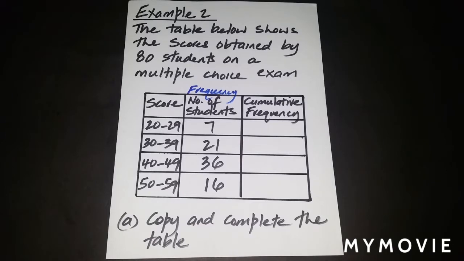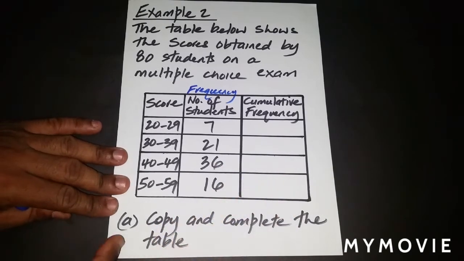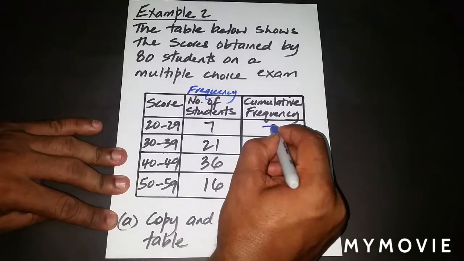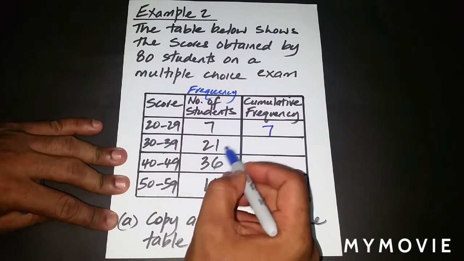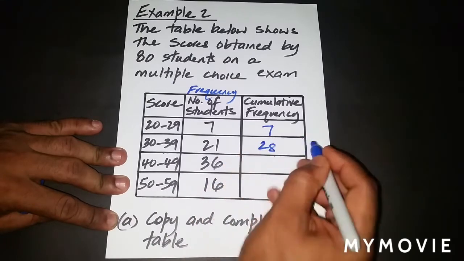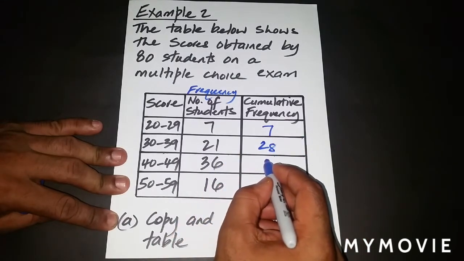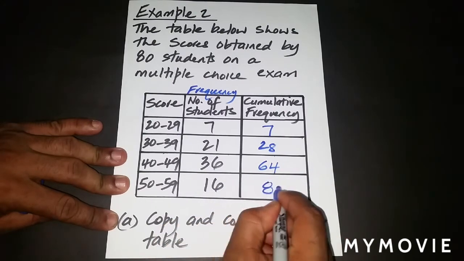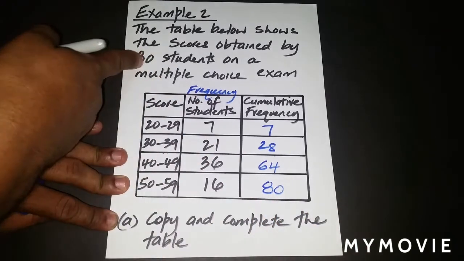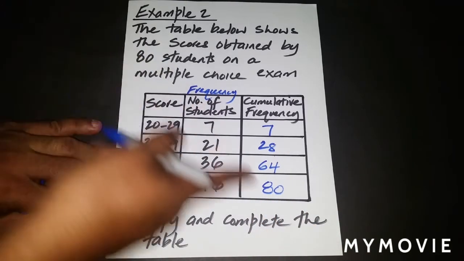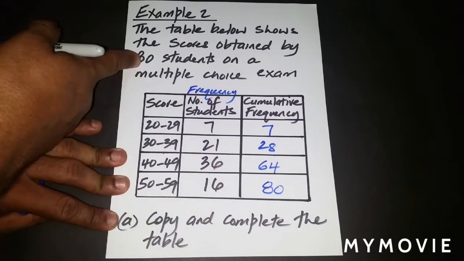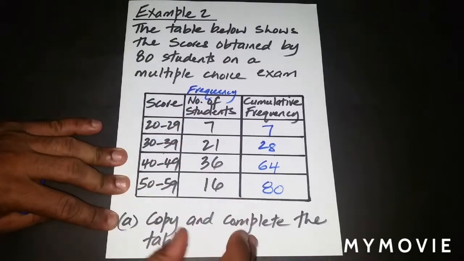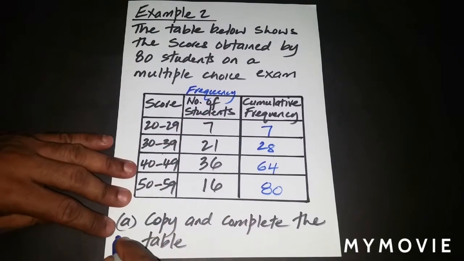All right, so we need to complete the cumulative frequency column first of all. So this is part A of the question that says copy and complete the table. So cumulative frequency, always start with the value that is here. Then 7 and 21 is 28. 28 and 36, that is 64. And 64 and 16, that would be 80. So you can see here that the 80 matches the 80 students in the question. So 80 students represents the total frequency or total number of students. So we have essentially done part A.